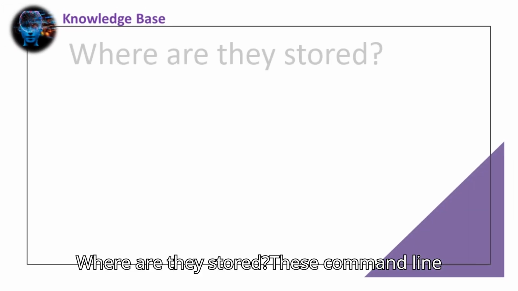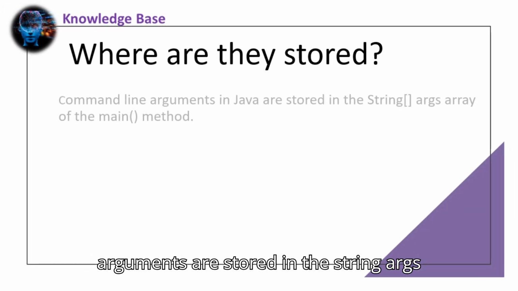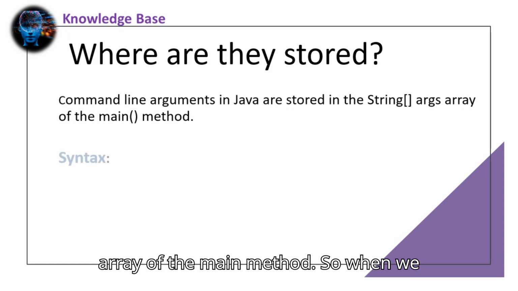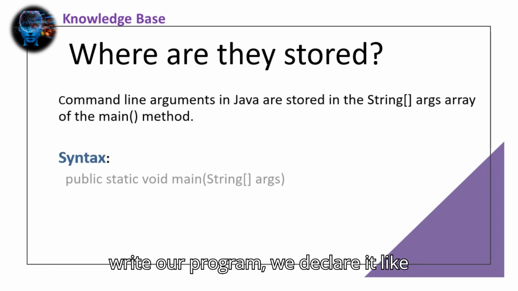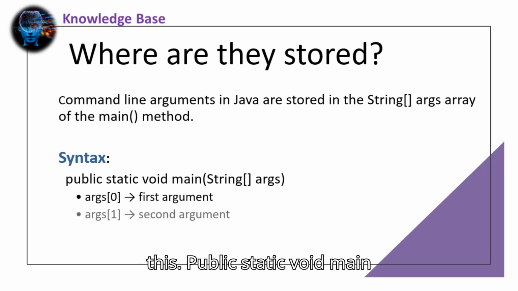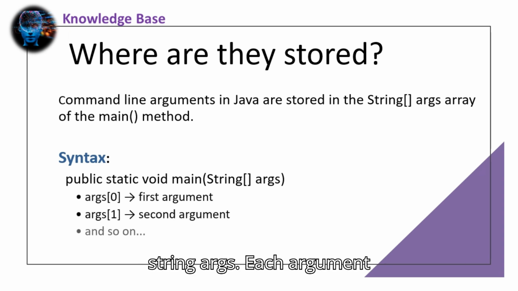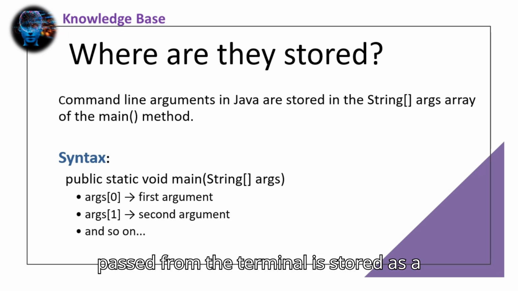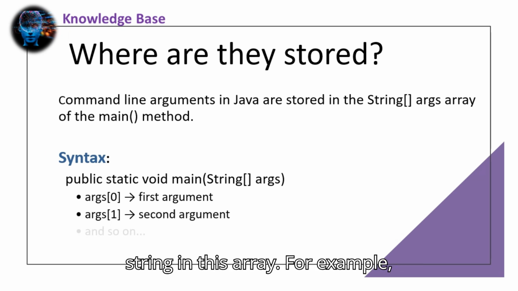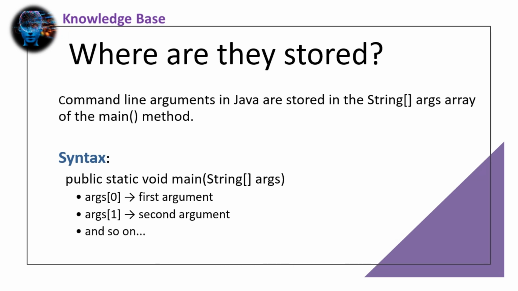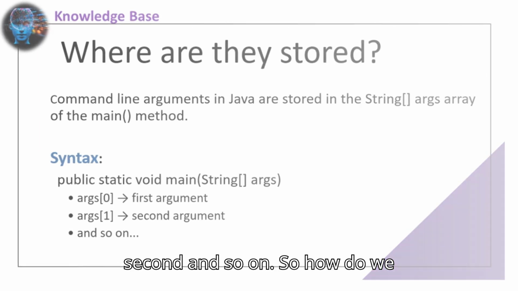Where are they stored? These command line arguments are stored in the String args array of the main method. So when we write our program, we declare it like this: public static void main(String[] args). Each argument passed from the terminal is stored as a string in this array. For example, args[0] will give the first argument, args[1] the second, and so on.